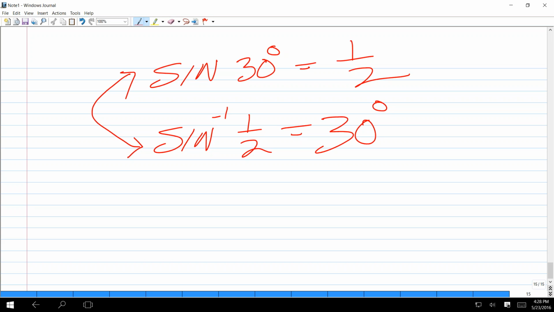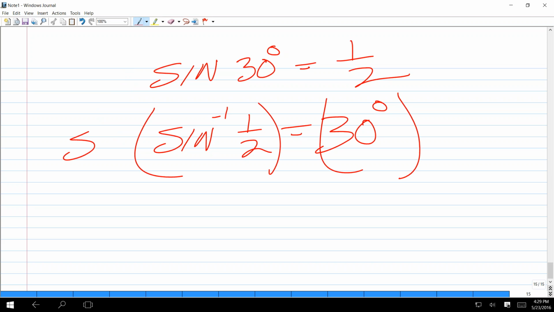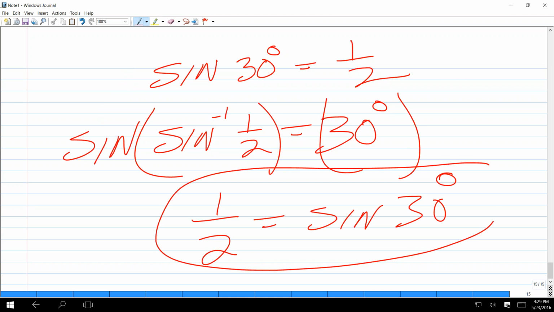So whenever you're solving for an angle, you're going to need to be taking the inverse trig function. When you're solving for a ratio and they give you the angle, then you always take the trig function of it. But notice that if I wanted to, I could just take the sine of both sides. Now I have 1/2 on the left equals the sine of 30 degrees. So that always works also. But make sure you understand the difference between the trig function and the inverse trig function.